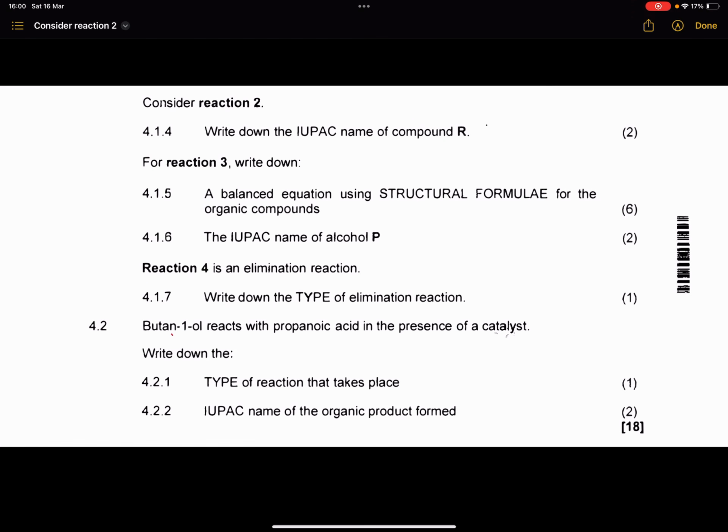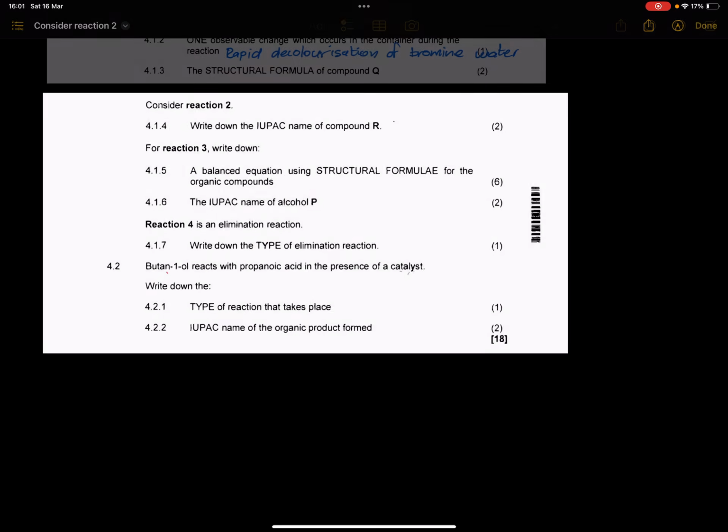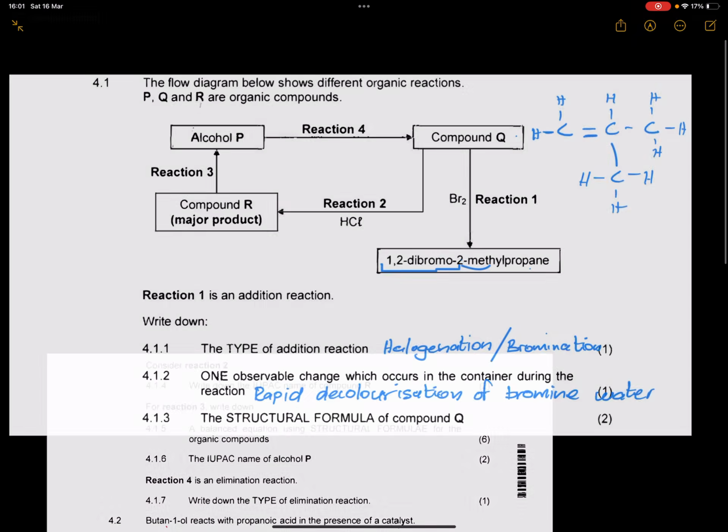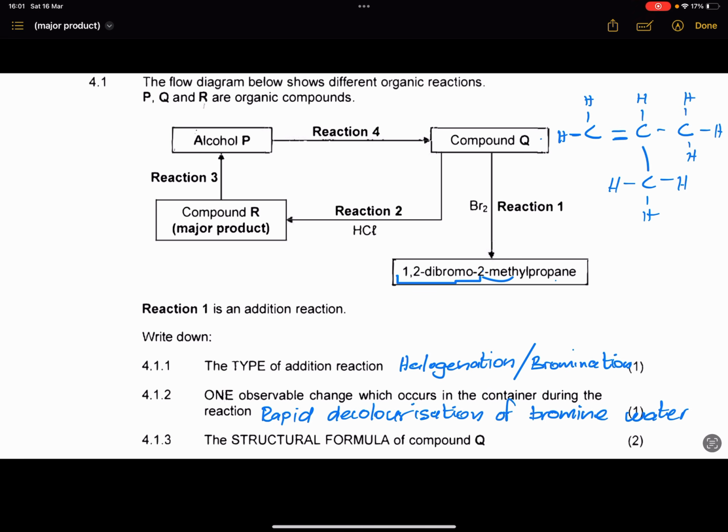Right, now they say to us, consider reaction 2, write down the IUPAC name of compound R. Now let's go to reaction 2. What we are doing is that we're taking that alkene there, and we are reacting it with hydrogen chloride. Now please remember, they say to us we are forming a major product. So please remember, Markovnikov's rule would apply here, and Markovnikov's rule applies when we've got hydrogen with another ion being added onto an organic reaction.